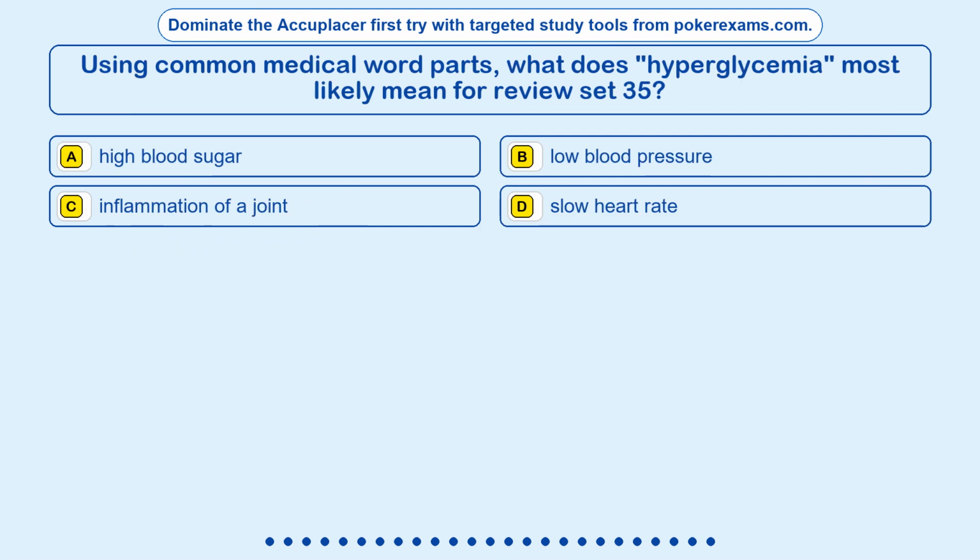Question 23. Using common medical word parts, what does hyperglycemia most likely mean for review set 35? Option A, high blood sugar. Option B, low blood pressure. Option C, inflammation of a joint. Option D, slow heart rate.